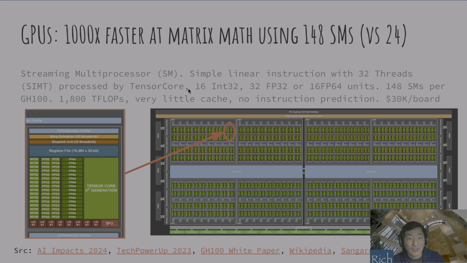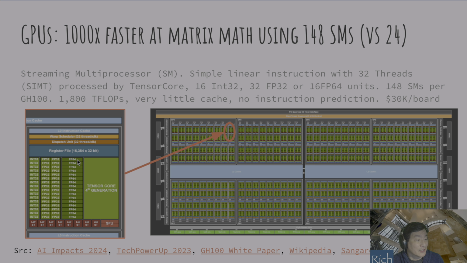Now this board costs $30,000, and the key is the simple unit. It's called single instruction multi-threaded, it is very simple, and this is what it does. There's an instruction cache. There's a scheduler, which says it can process 32 things at a time, and it dispatches 32 things. It's got a little bit of RAM, and then it's just got execution units. So it's got 16 execution units for 32-bit integers, 32 for 32-bit floating point, and 16 for 64-bit. So when this thing comes in, it's got 64 bits.